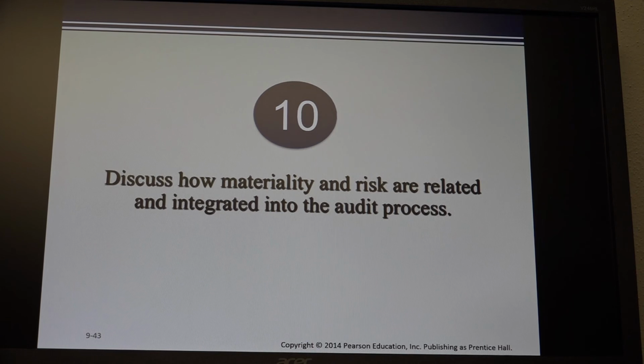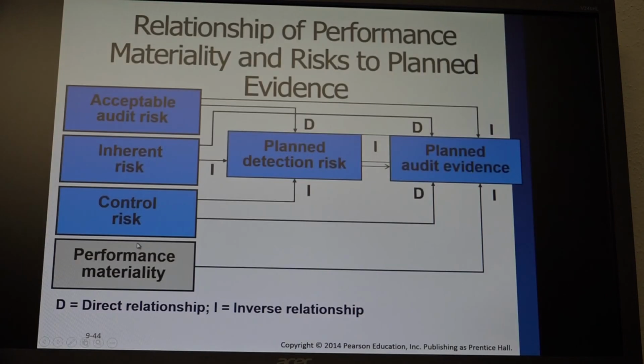And so next, we want to talk about materiality and risk and how they're related and integrated into the audit process. And so here they have a diagram of, well, what it's meant to show is the relationship of performance materiality and risks to planned evidence.